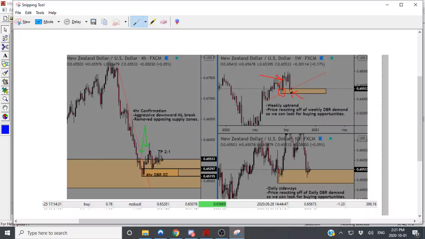So what is that telling me, guys? I want to be a buyer. Perfect. Price comes down into it. I went down to my 4 hour time frame now. Before that, I was on the weekly. Now I went down to my 4 hour. I see evidence of buyers starting to step in.